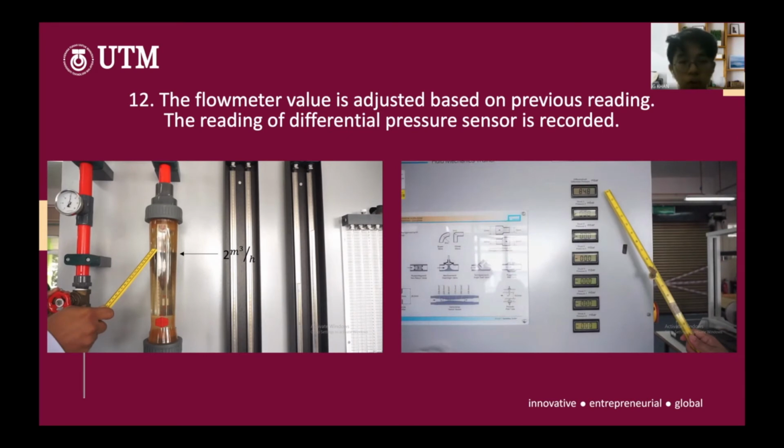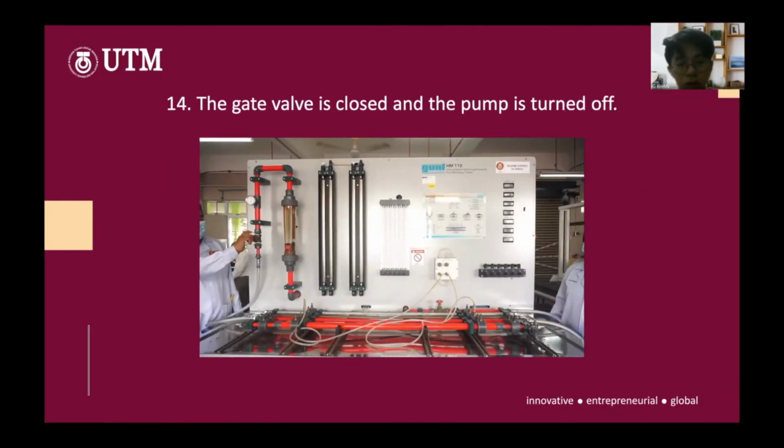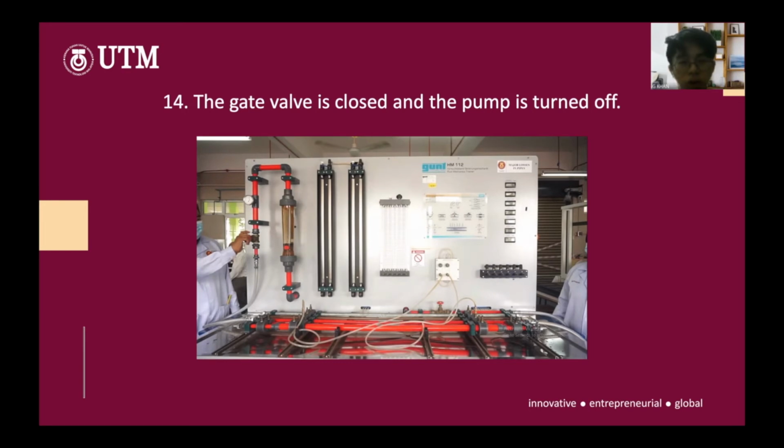The flow meter value is adjusted based on the previous reading. Then the reading of the differential pressure sensor is recorded. Then the actual flow rate is reduced to 5 different values, same as the data before. The reading of the differential pressure sensor is recorded. After that, the gate valve is closed and the pump is turned off.